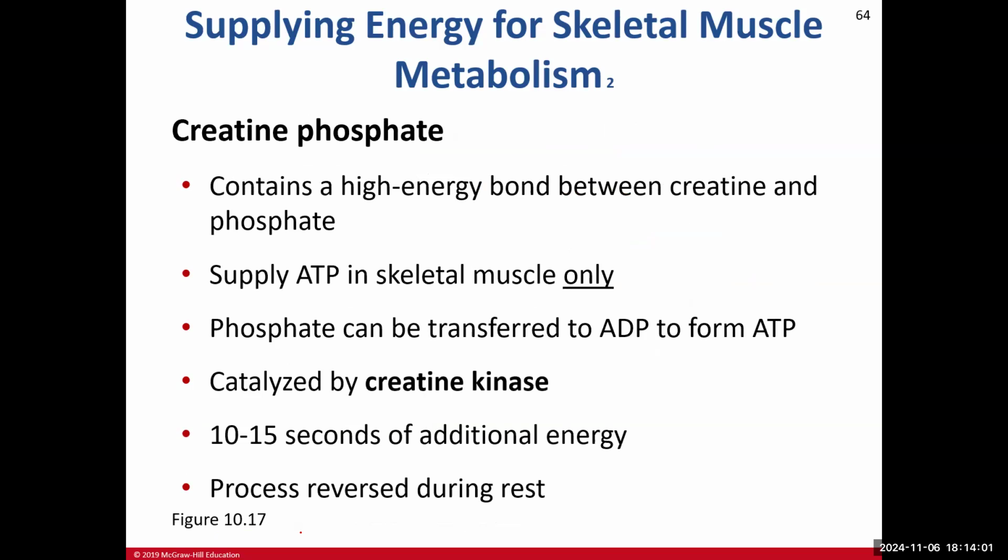Creatine phosphate. Is anyone familiar with creatine? Ever heard of it? A lot of people that work out in gyms will use it to help them with their workouts. Some people will say it helps them recover faster after an exercise like the bench press or bicep curls. It helps them recover in between what they call their sets, their periods of exercise. And we're going to see why it does that.